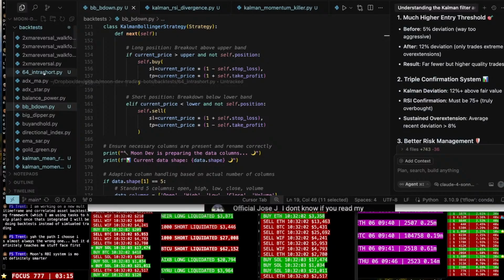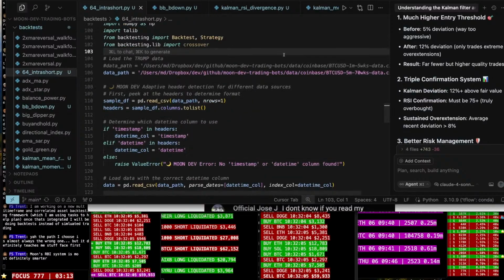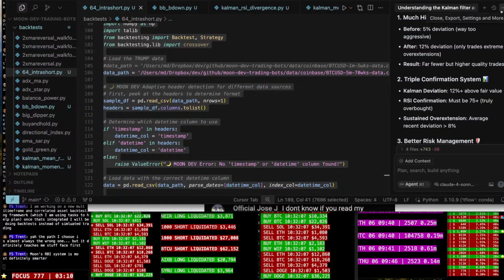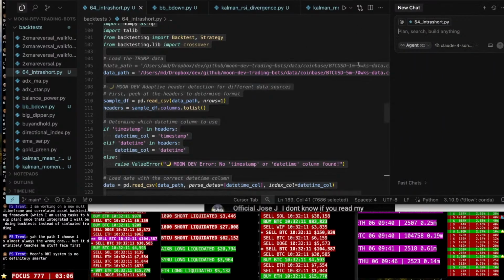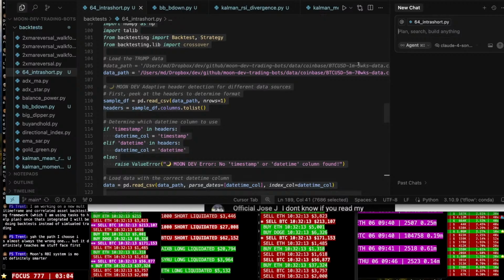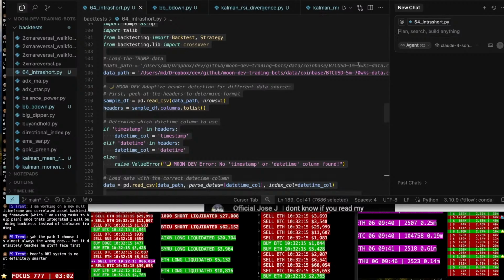Okay, let's go back to interest short here, and please make another file called 64 interest short Kalman, and let's implement the Kalman filter into this.